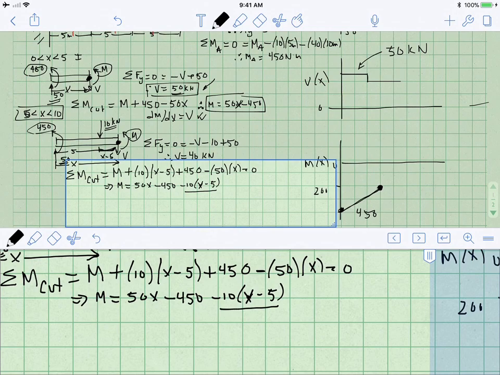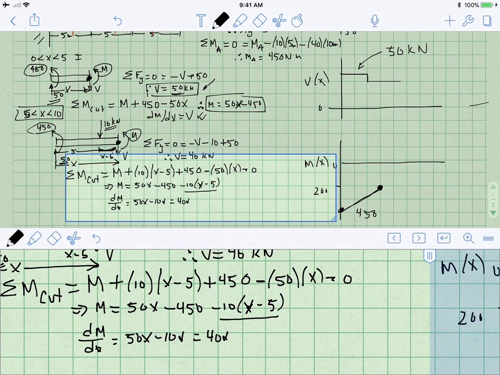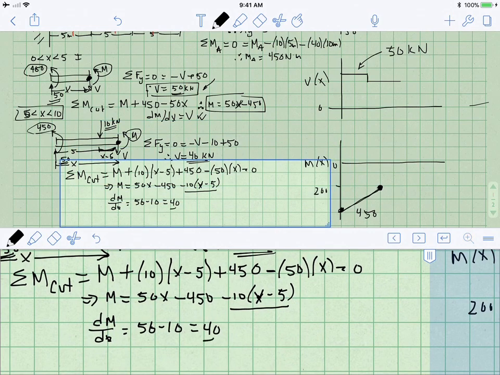let's do our second check, which is to check dM/dx. So dM/dx, I see that I get 50x minus 10x, that's 40x. Sorry, there's no x left because it's the derivative. It's 50 minus 10, which is 40, and that matches what we got before, so life is good. So that's a check. Always do this check.